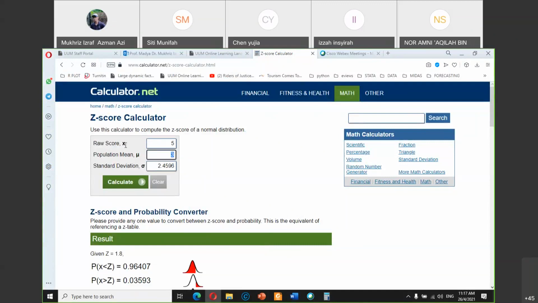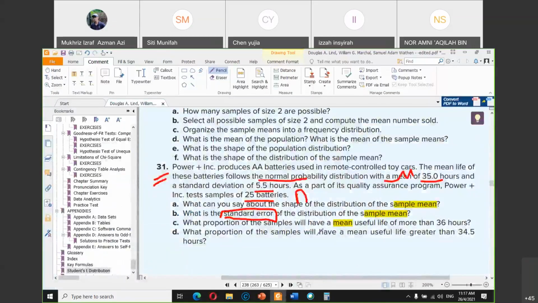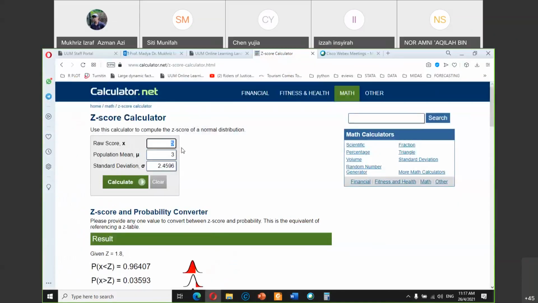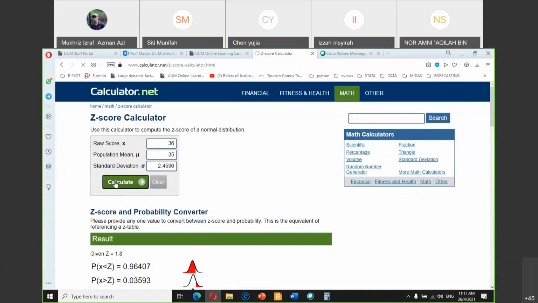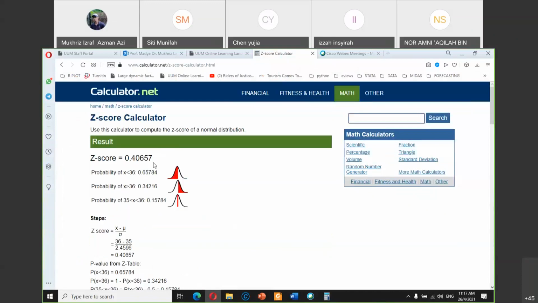Okay, x now becomes x bar. So in this question, you want more than 36, so you can put 36 here. Your mean just now will be 35. So you can calculate, and now your z will be 0.45.